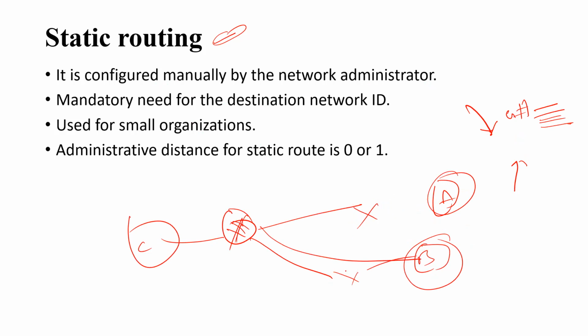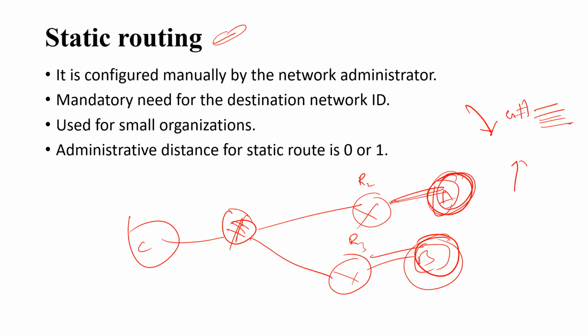Suppose you are configuring the routing table in router R2 and R3. Once you are configuring routes in R2 and R3, we need to be aware of which networks these routers are connected to. That means the destination network IDs, the networks connected to them. We need to be aware of those subnets, and not only the subnets, some IPs also.